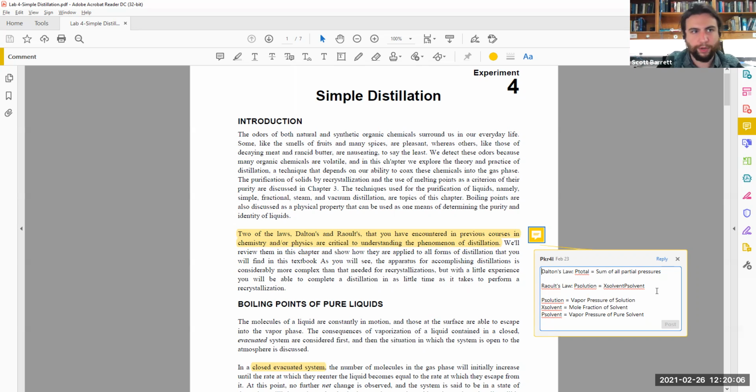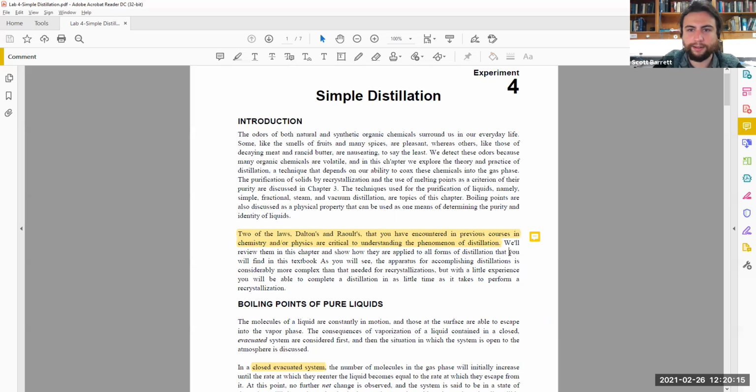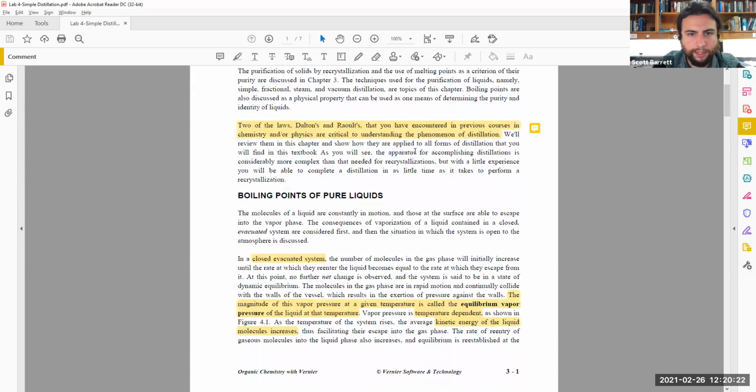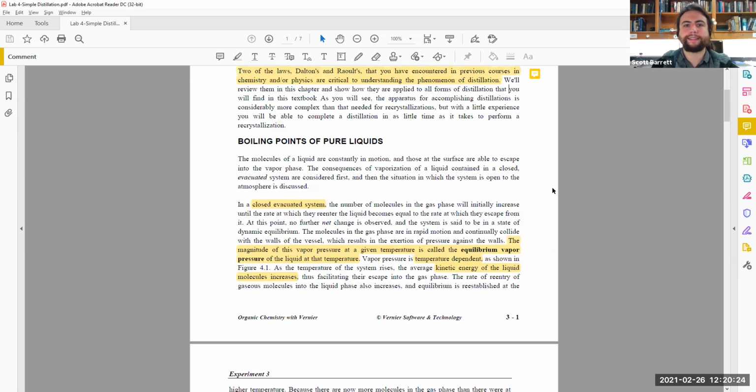And that is a given vapor pressure that would be for a pure solvent, for example, water as a system, having a specific vapor pressure at a given point. It would be a number that would be a standard number given to you. So going forward, in this idea, we're going to be utilizing the concept of a closed evacuated system. And so going forward, we would see the magnitude of this vapor pressure at a given temperature is called the equilibrium vapor pressure of the liquid at that temperature.